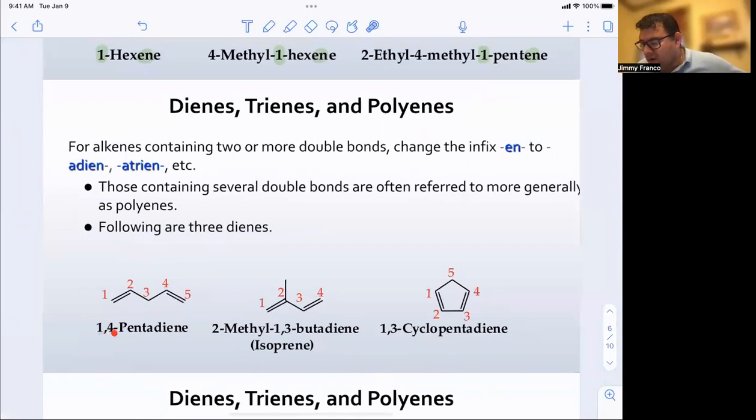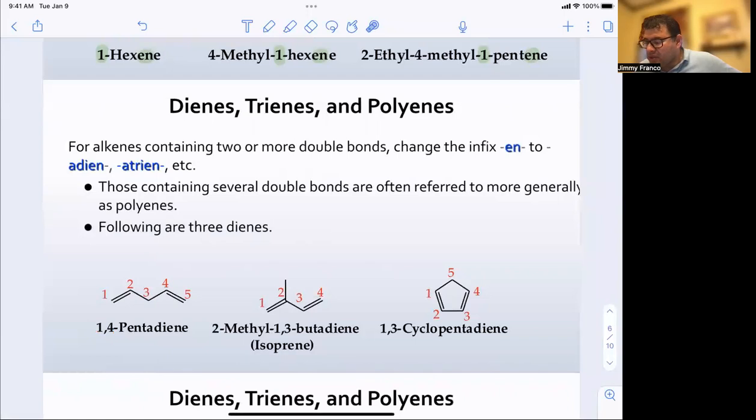we have 1,4-pentadiene. Right? And so if it's 1,4-pentadiene, there's going to be 2 double bonds. Same as before, we just picked the lowest number of the 2. So it's between carbons 1 and 2. So that's why it's 1. And then 4, 5. So that's 4. Same thing on this side.